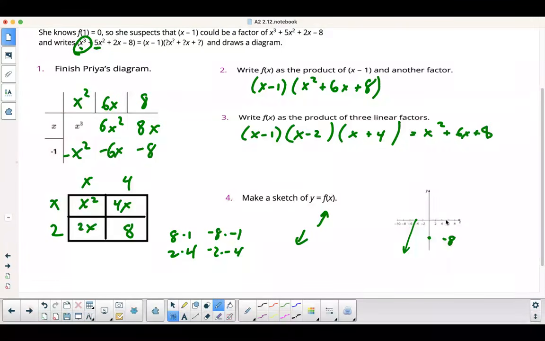So I put my x-intercepts of -4, 2, and 1. So this side goes up. I'm going to dip down, come up, and come through -8. No, something's wrong here. Why am I wrong? Hold on.